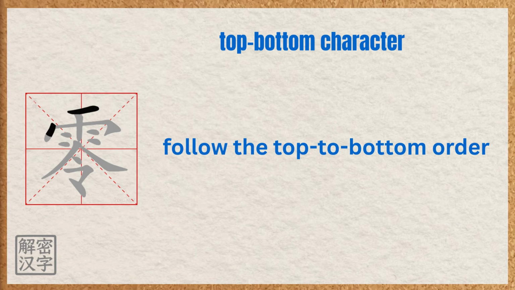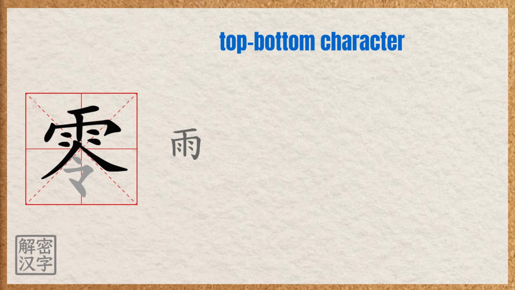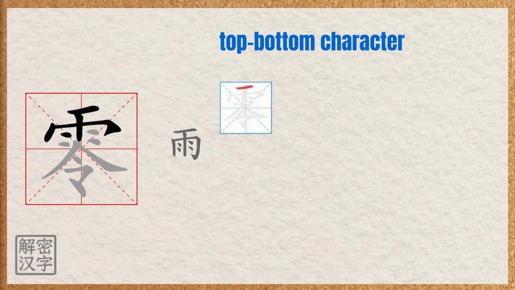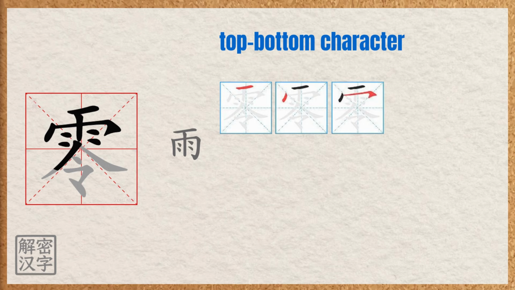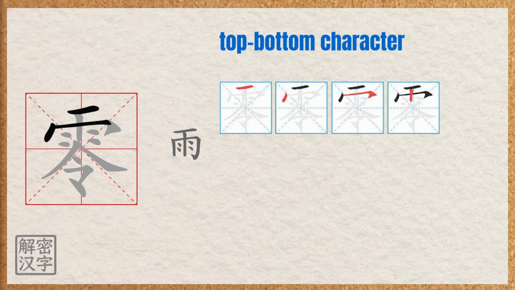When writing it, follow the top-to-bottom order. Start with the top part, yu, in the upper section of the grid. Write a horizontal stroke across the top first. Then add a short vertical stroke just below the left side. Next, starting from the top of that vertical stroke, write the horizontal vertical hook. After that, add a vertical stroke starting from the top horizontal stroke and draw it straight down, dividing the space below into left and right.